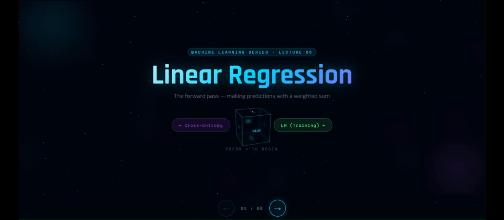Imagine a neural network with just one neuron. No activation function, no deep layers. Just inputs, weights, and a prediction. That simple idea is called linear regression.